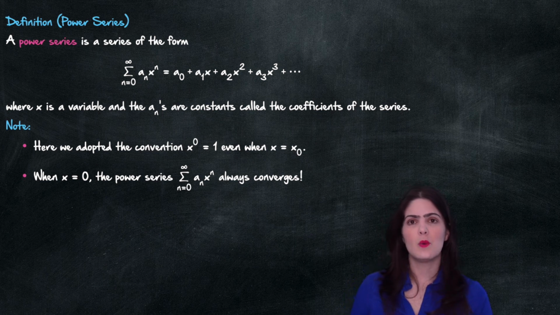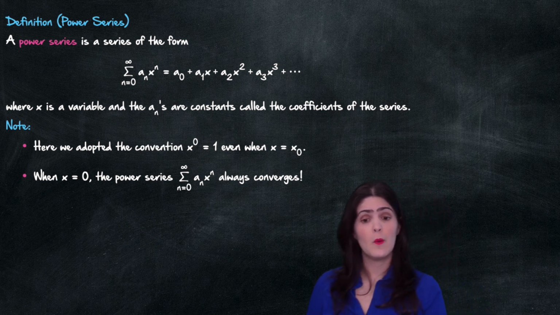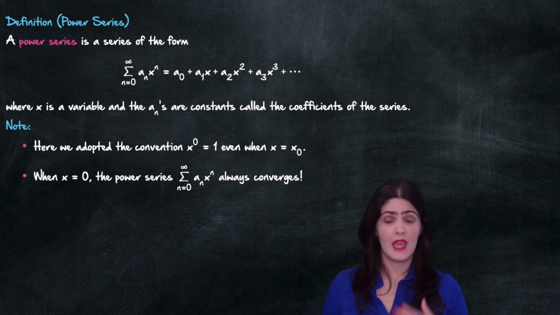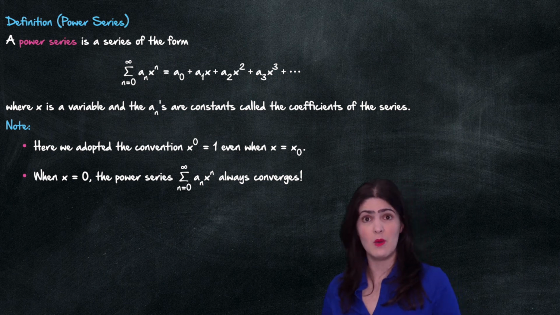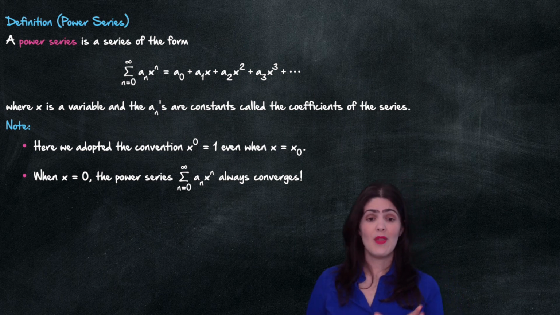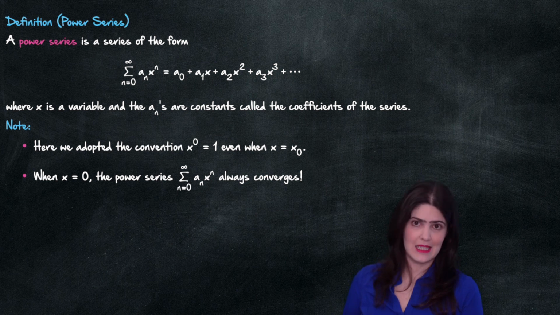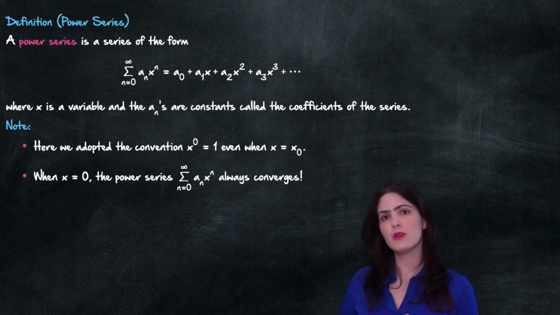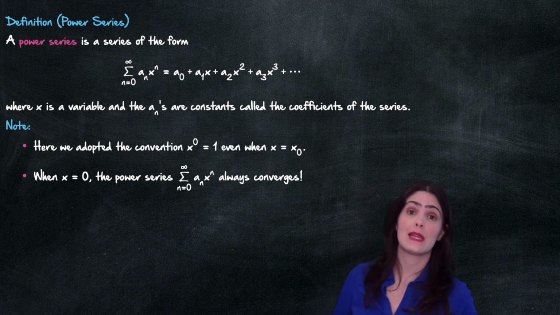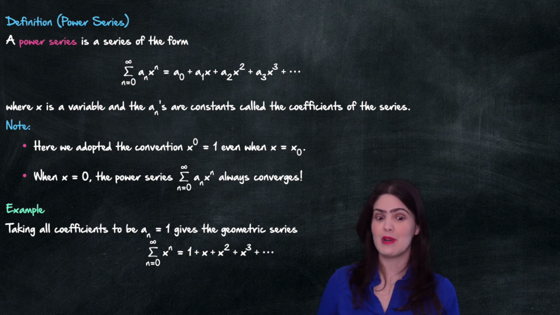And also, you see when x is equal to 0, the power series always converges, because when you plug in 0, what do you end up with? Well, you have a_0 plus a_1 times 0 plus a_2 times 0 plus a_3 times 0 and so on. So it will be just a_0. So we know that given a power series, it is convergent at least for x equals 0. It might be convergent for more values of x, but at least we're guaranteed that it is convergent for x equals 0.